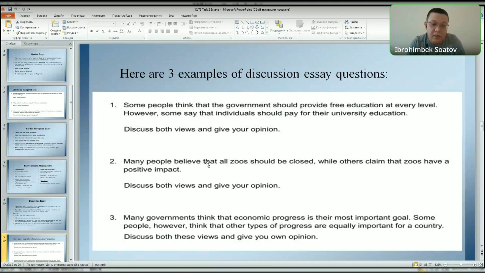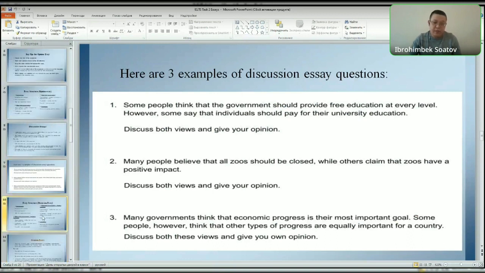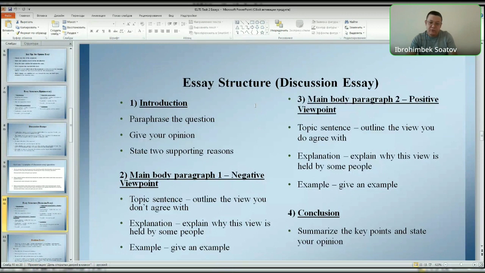Look at this second statement. Many people believe that all zoos should be closed, while others claim that zoos have a positive effect. You can see here is one argument, and then people have contradictory stances towards this argument. You should discuss both and give your opinion in this type of essay. Here, as you can see, is the basic structure of the essay.